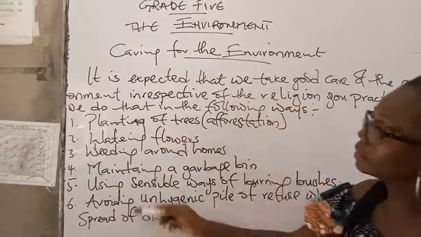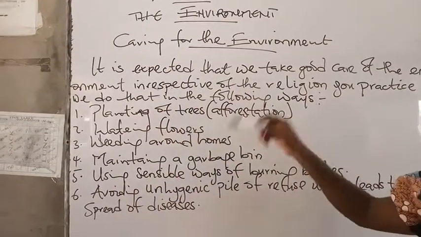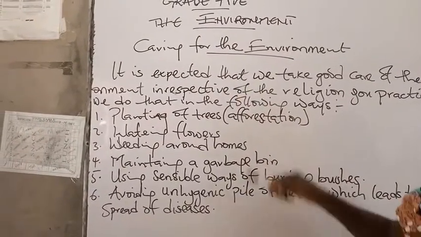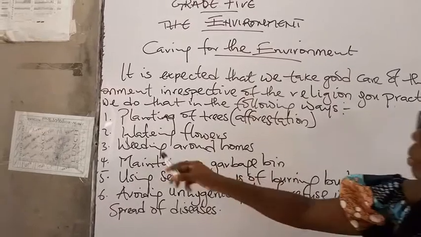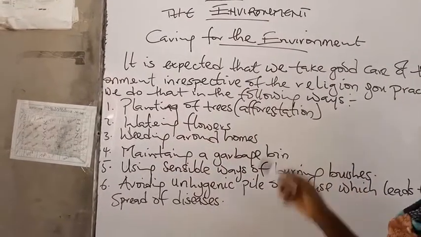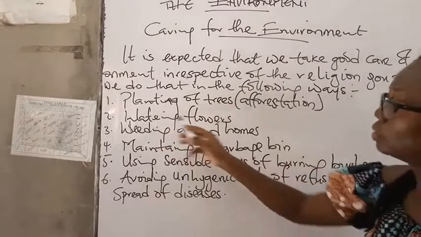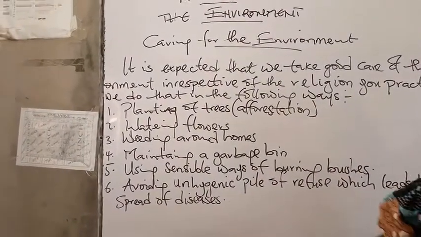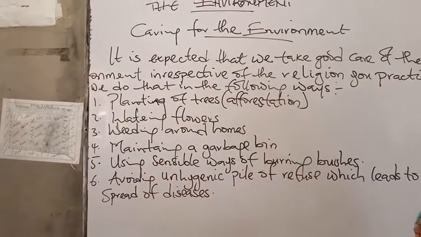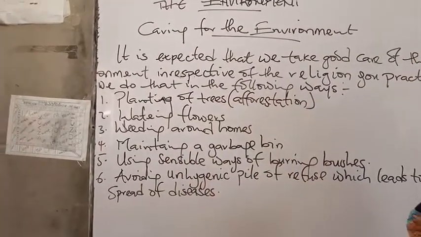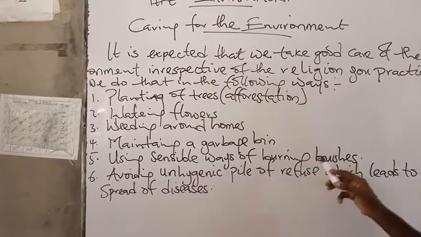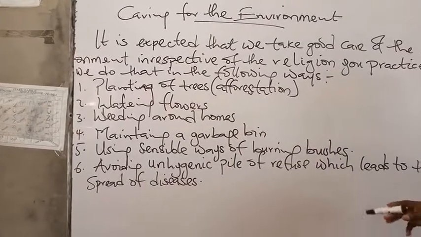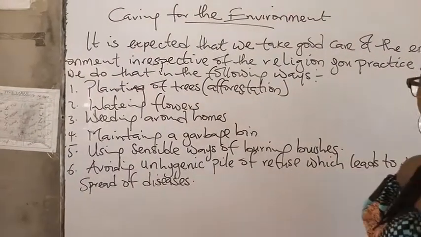So these are some of the ways we take care of the environment. For your class, we only treat 6 ways. Caring for the environment: Number 1 is planting of trees, which is also called afforestation. Number 2, watering of the flowers you have around you. Always plant flowers, they refresh the environment. Number 3, weeding around homes. Number 4, maintaining a garbage bin. Number 5, using sensible ways of burning bushes. Number 6, avoiding unhygienic pile of refuse, which leads to the spread of diseases.